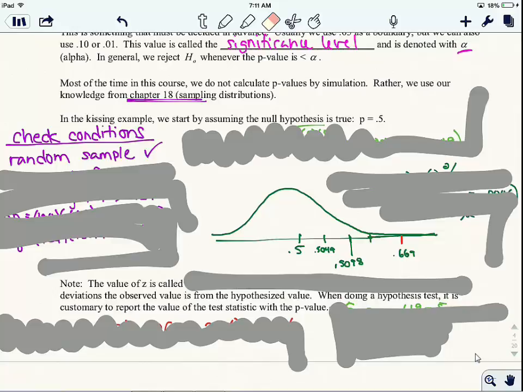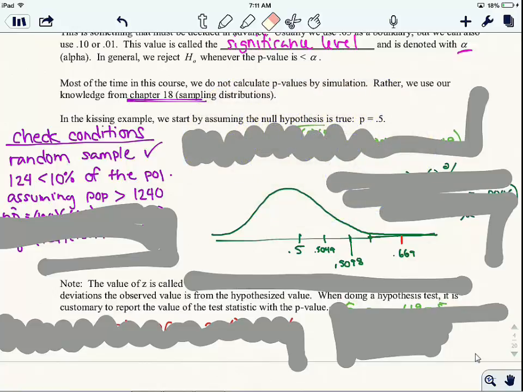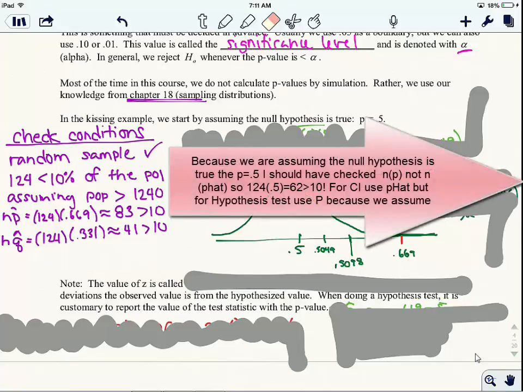So first we check our conditions. Was it a random sample? Yes. Okay, our independence condition. We are assuming 124 people is less than 10% of the population, assuming the population is greater than 1,240. And then we check our normality condition. The n p hat is greater than 10, and n q hat is greater than 10. And again, that works. So we know what our distribution looks like.